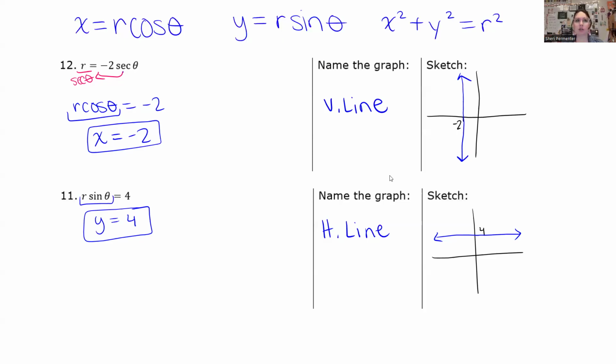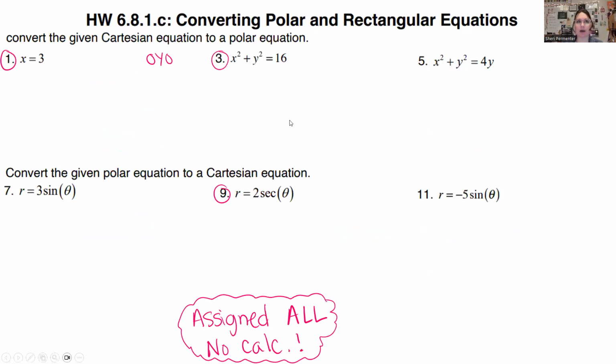We're going to move on and we're going to do some questions from the homework together. And I have question 1, 3, and 9 that you can do by yourself. But first, I would like to do question 5. I'll do question 5 and question 7, and then you can do these on your own. And I'm assigning all of them, and you should be able to do them without a calculator. Like you don't need a calculator for these.